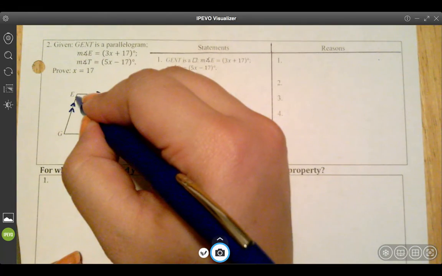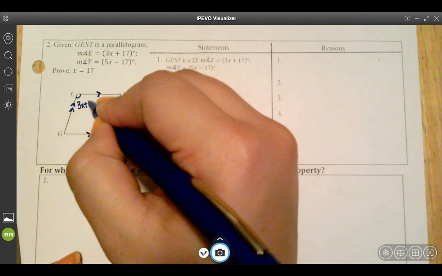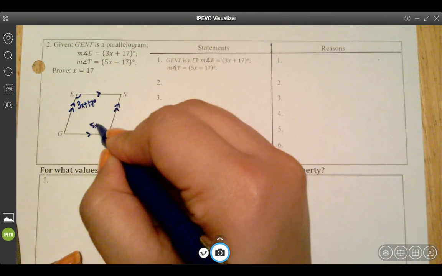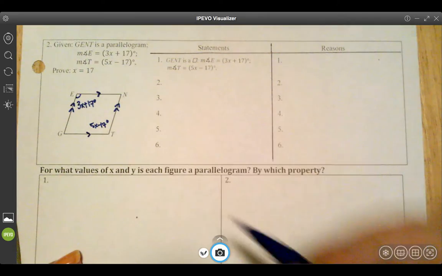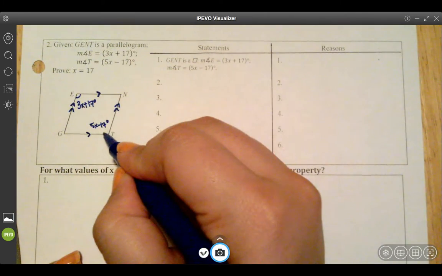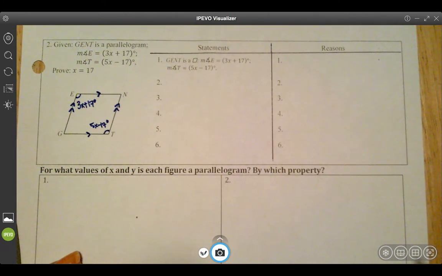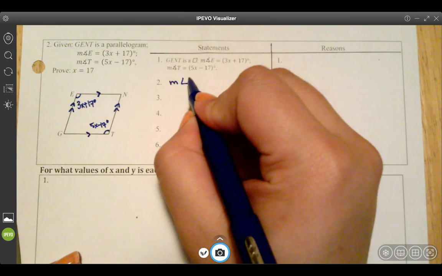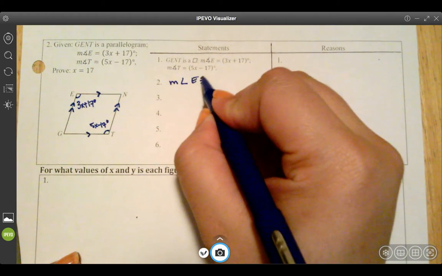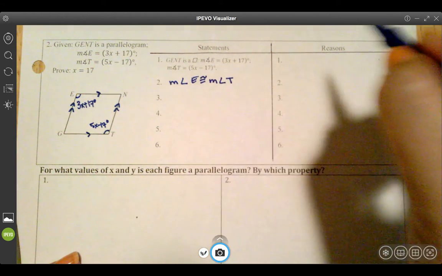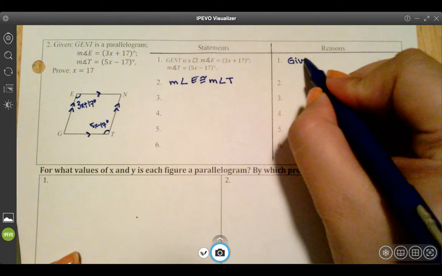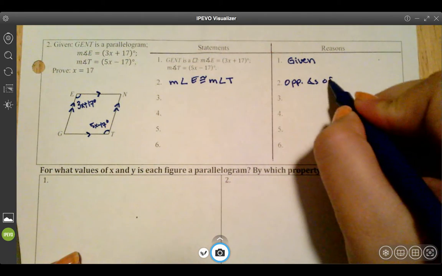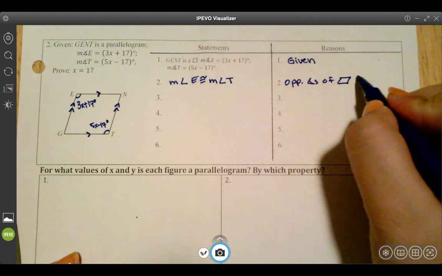We have that angle E is 3x plus 17 degrees. We also know that angle T is 5x minus 17 degrees. Because this is a parallelogram, I will be able to say that angle E is congruent to angle T. So maybe that's where we should start. The measure of angle E is congruent to the measure of angle T. So we had our given, and now we have opposite angles of a parallelogram are congruent.